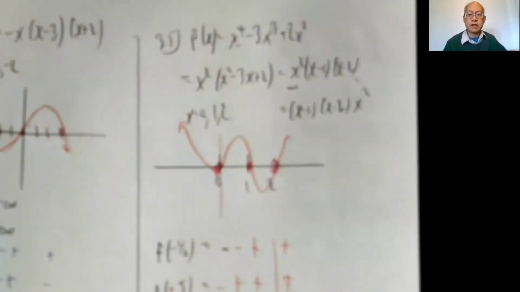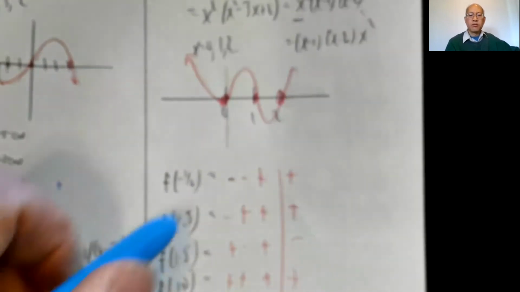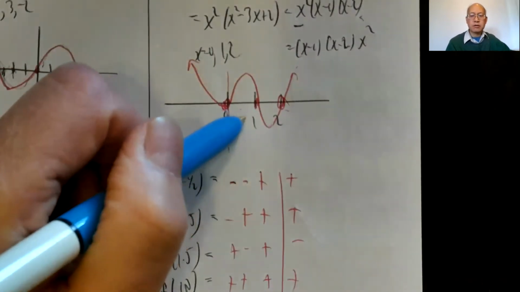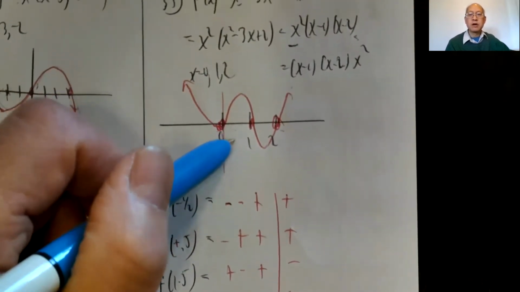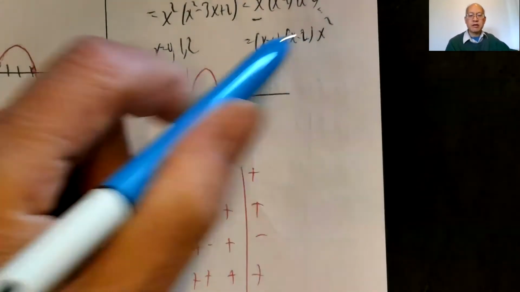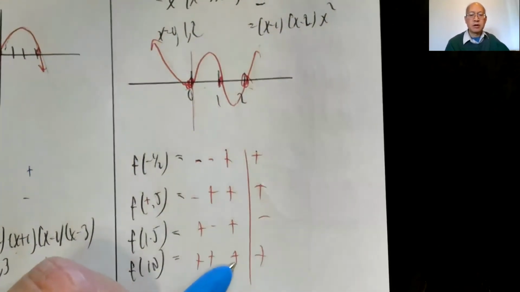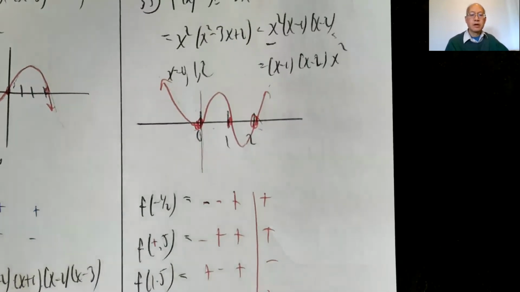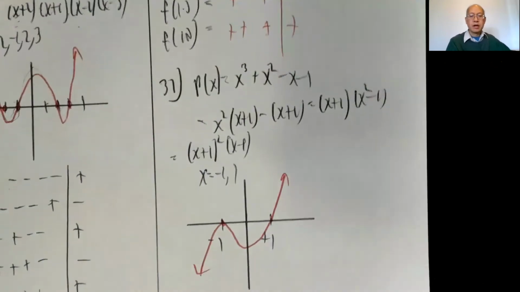Get this thing focused here. 1.5, positive, negative, positive, so it goes down. And plug in 10, positive, positive, positive, positive. Okay. That's what we have for that one.